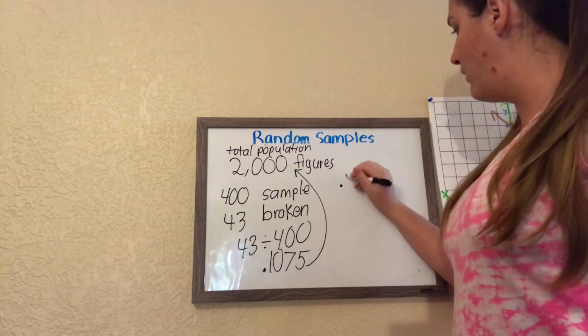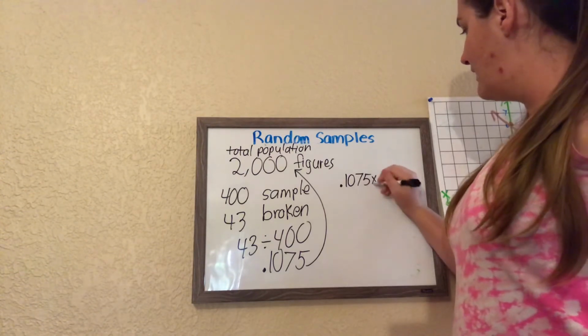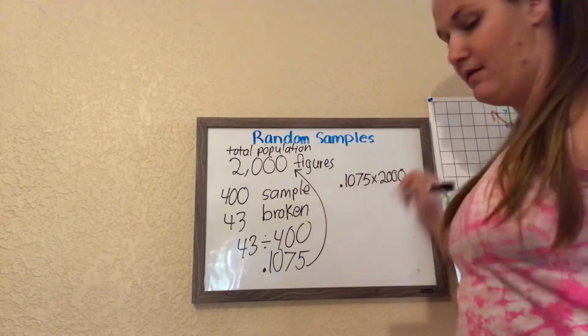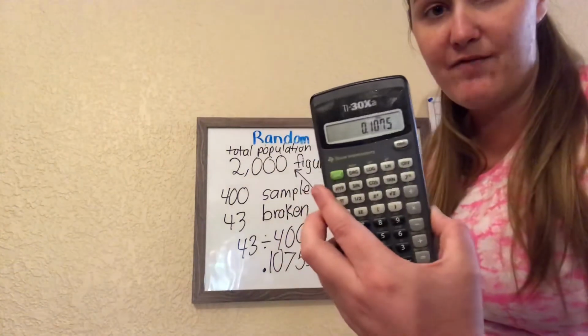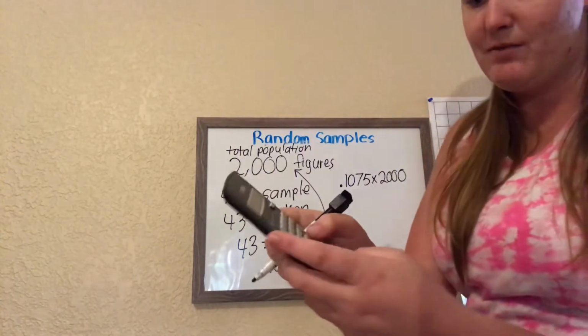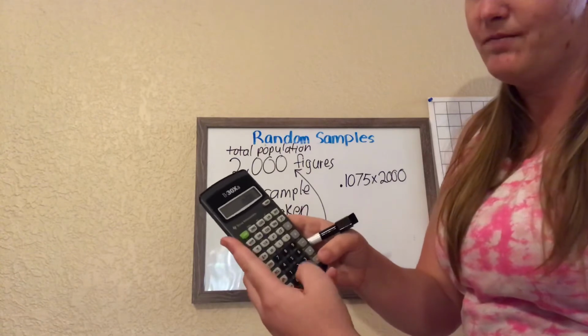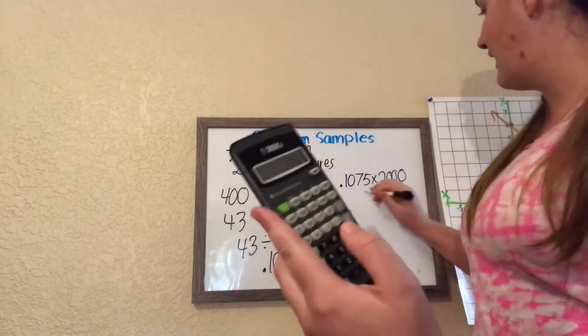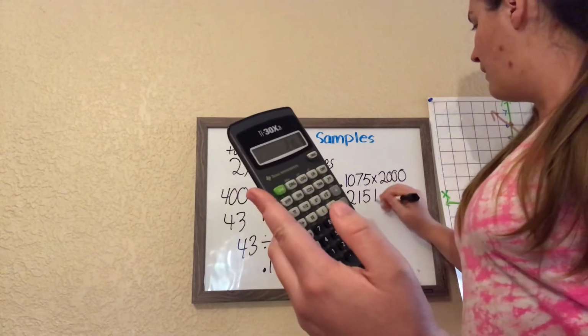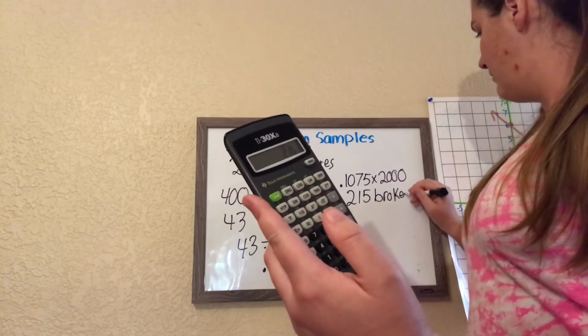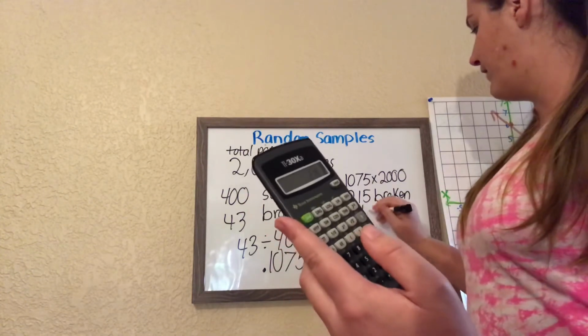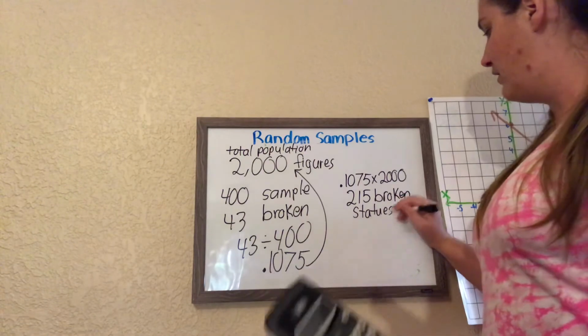I can take that percentage that I got and multiply it by how many total I have. So what's 0.1075 times 2,000? I often suggest just saving the answer in your calculator so you don't have to keep typing it. So times 2,000. So you're expecting about 215 broken statues or figurines, whatever they are.